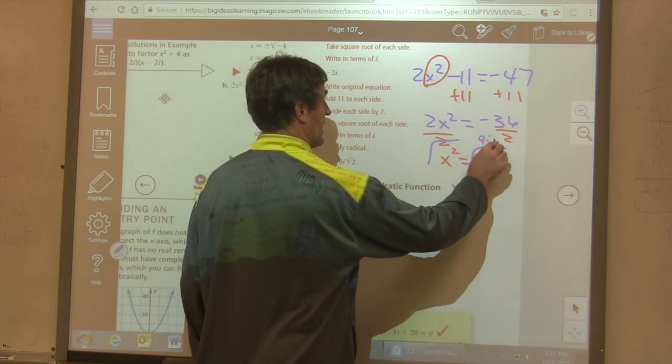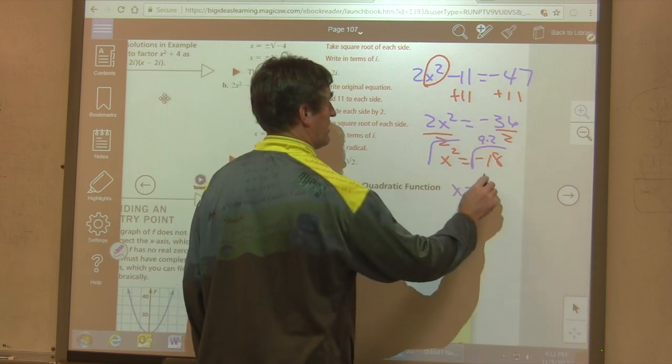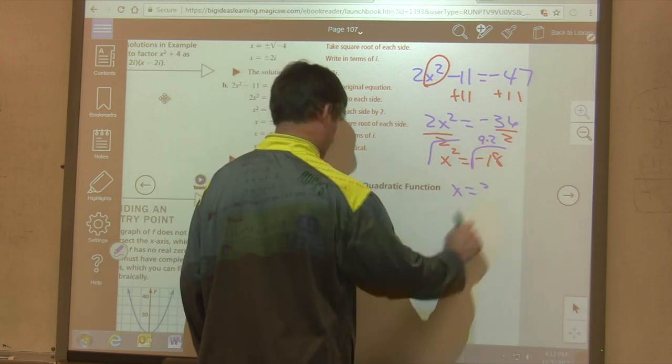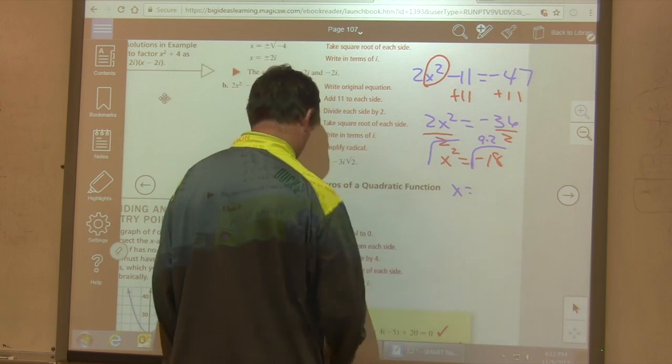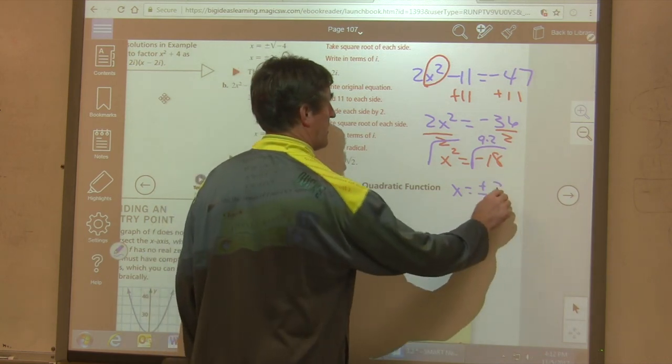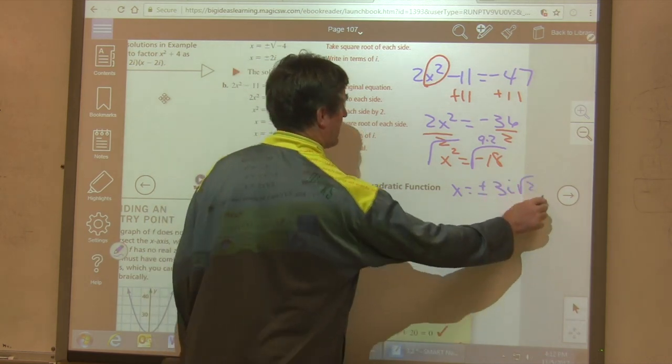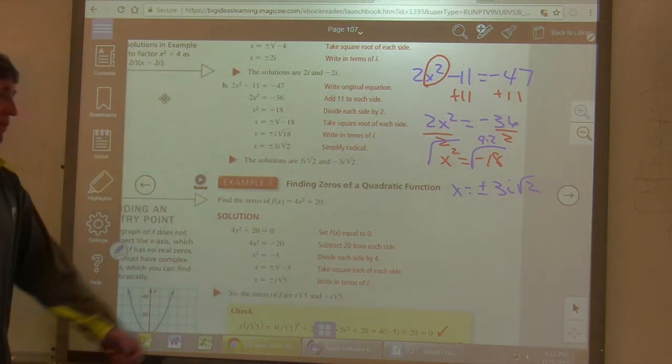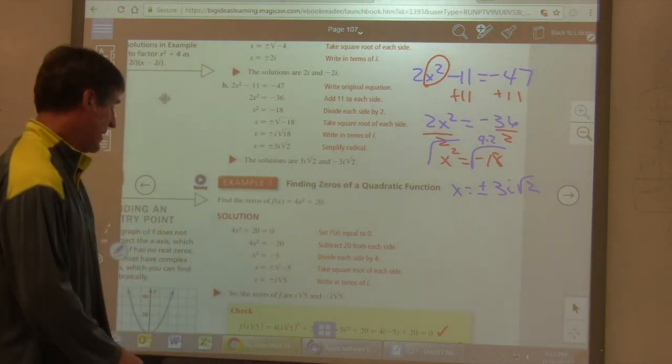18 I can break into 9 times 2. The square root of 9 is 3. To take care of that negative sign, remember, so it's plus or minus 3i, and then the square root of 2. So you won't have your answers in with negative.